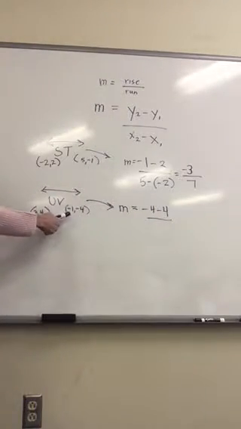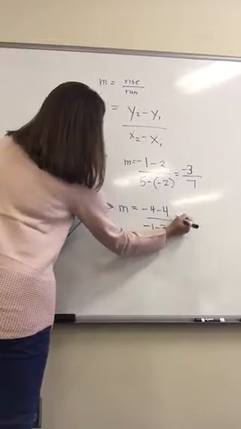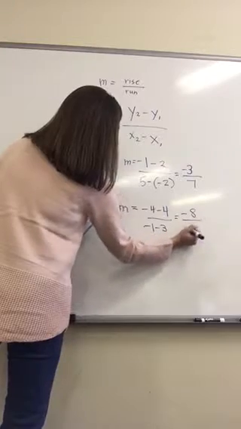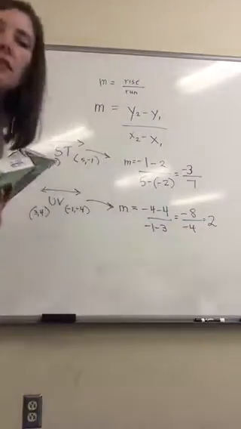And x2 minus x1, negative 1 minus 3. Negative 1 minus 3 is negative 4. The answer is positive 2. Let me see if that's still in your window.